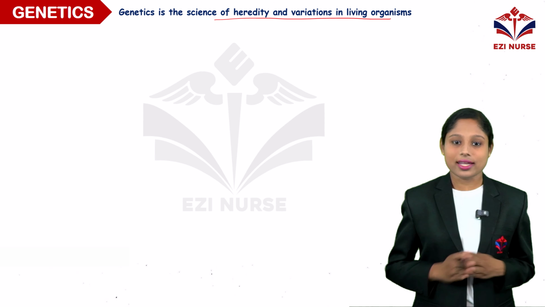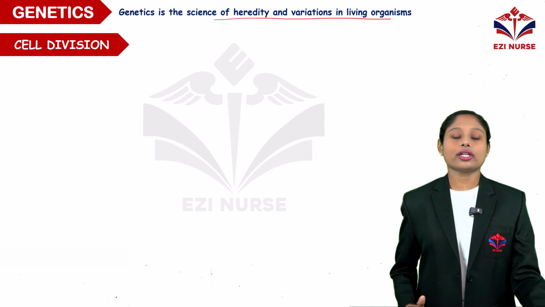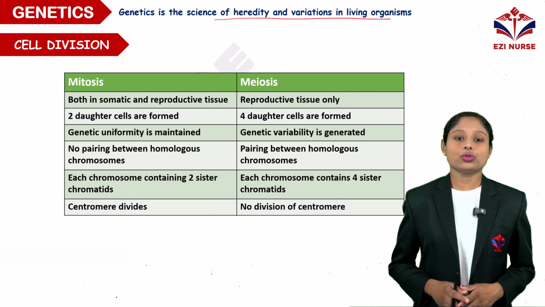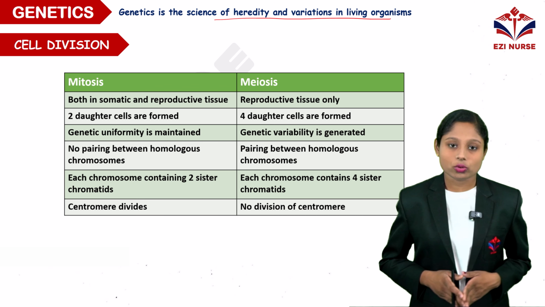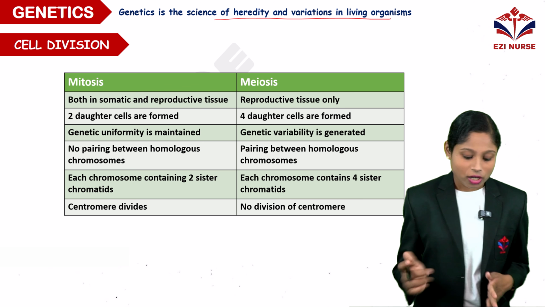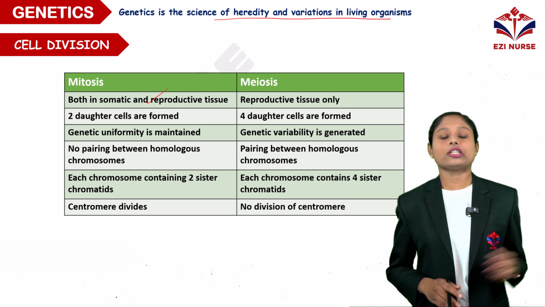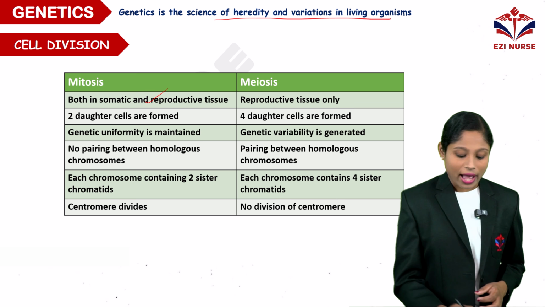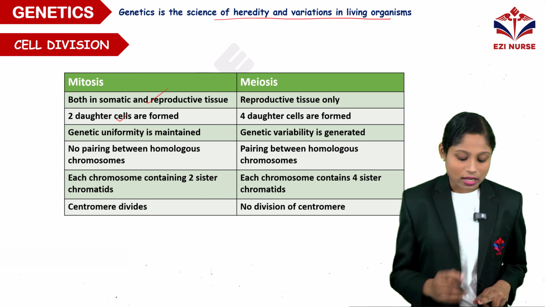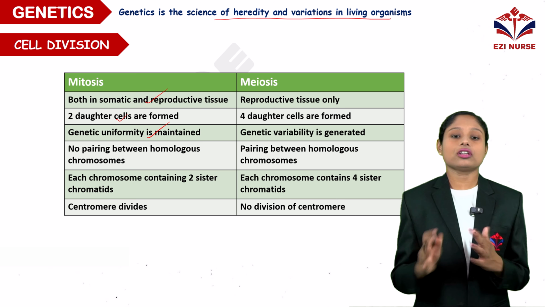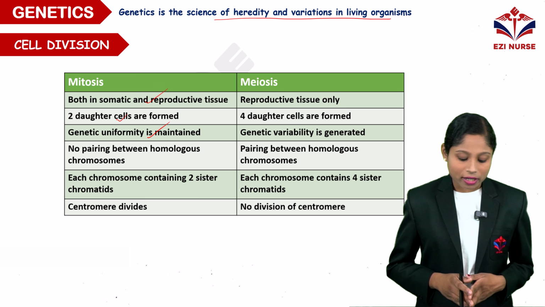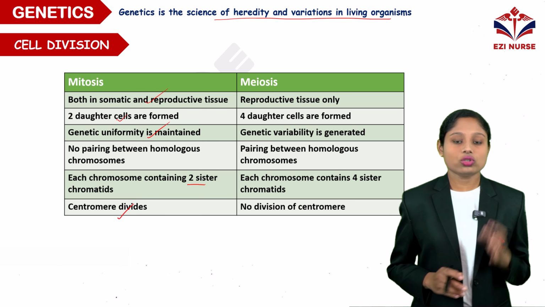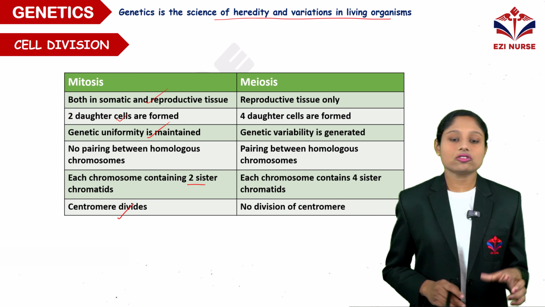Now we are going to discuss another important question that will definitely come for the exam: cell division. Cell division is divided into two types, meiosis and mitosis. Let's see what meiosis and mitosis are. Mitosis occurs in somatic and reproductive tissue, and two daughter cells are formed. Genetic uniformity is maintained, so the daughter cells have genetic uniformity. There is no pairing between homologous chromosomes. Each chromosome contains two sister chromatids and the centromere divides. These are the characteristics of mitosis.